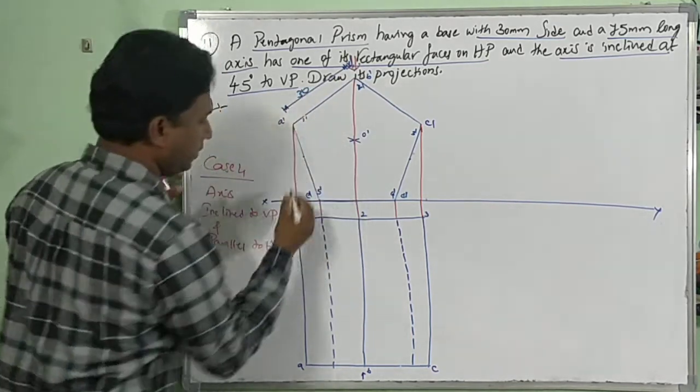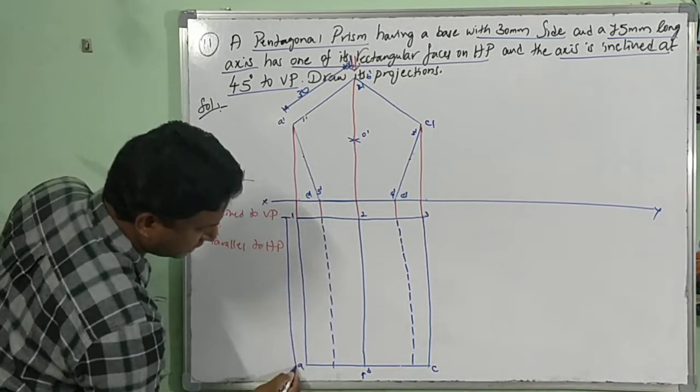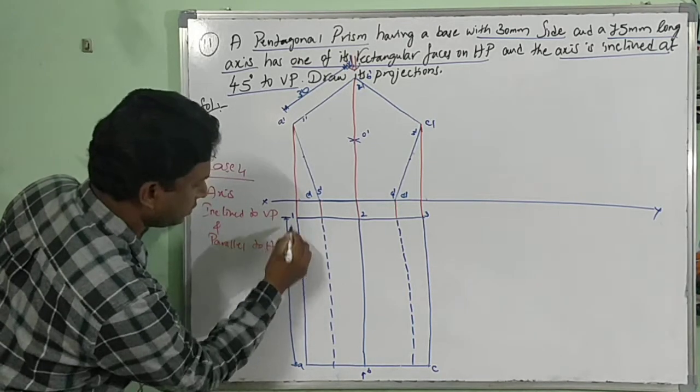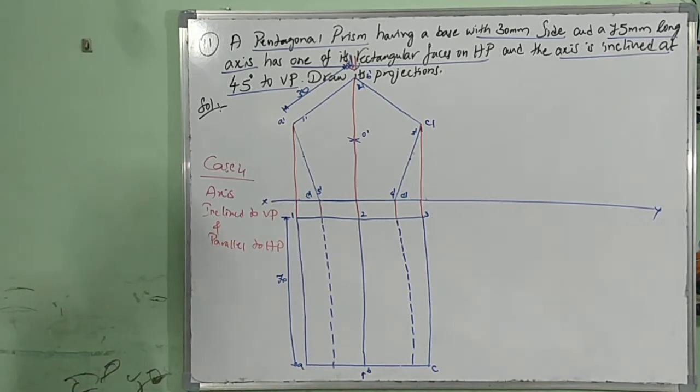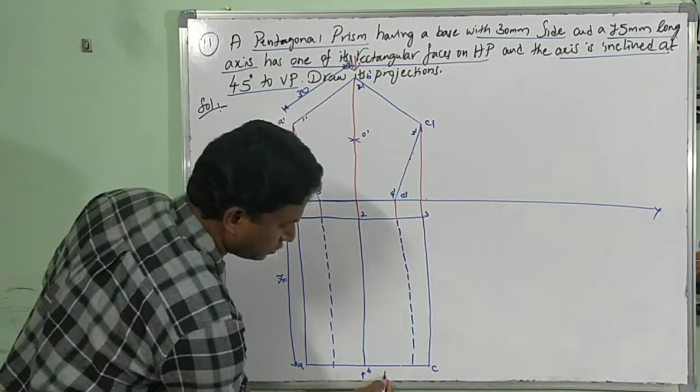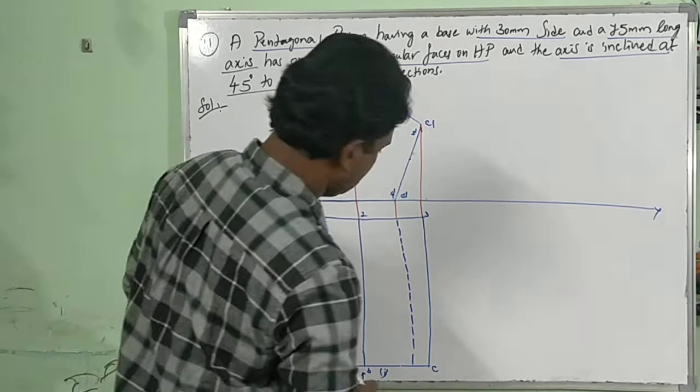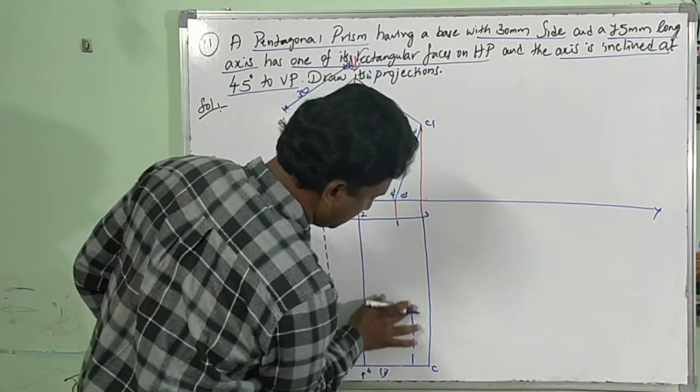Each side 30 mm. Axis 70. Stage 1. I have not drawn this right. Oops.